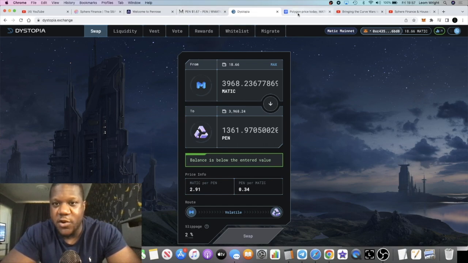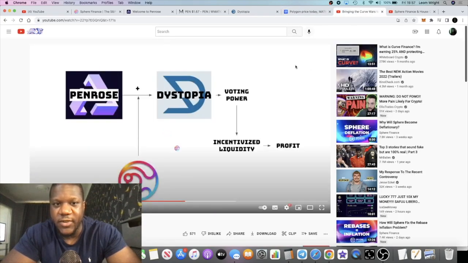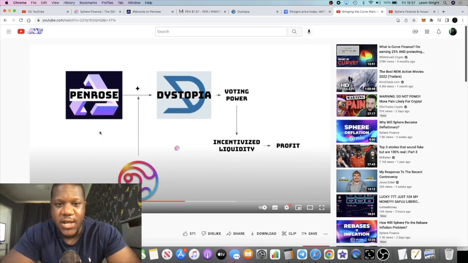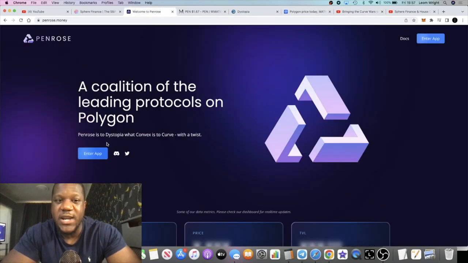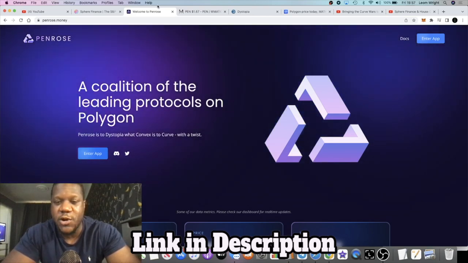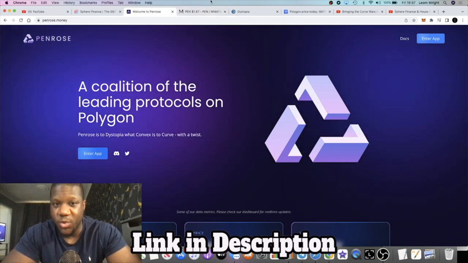Basically, there's a video that I was watching, and this diagram here is from Sphere TV, or Sphere Finance's YouTube channel, and it explains the whole ecosystem, the Curve wars and all of that sort of thing. So I think this could have a lot of potential for the future price of the actual token, not only Sphere, but Penrose and Dystopia. Not yet on CoinMarketCap or anything like that. I'm pretty new to the whole concept as well, but from what I see of it, it's pretty bullish.